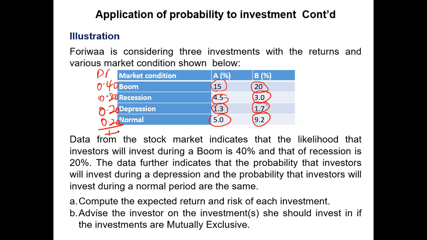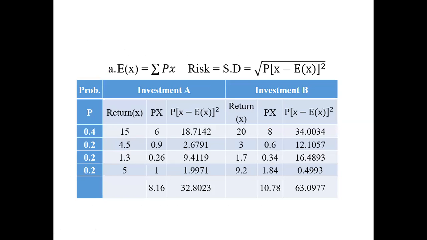So the question says that we should compute the expected return and risk of each investment, and advise the investor on the investment she should invest in if the investments are mutually exclusive. Okay. Now, I already told you that the expected return is simply the summation of the various probabilities multiplied by the associated returns.